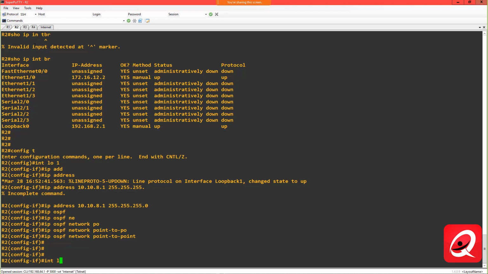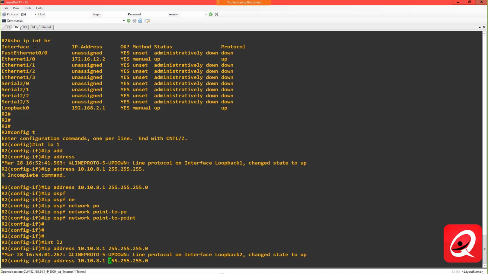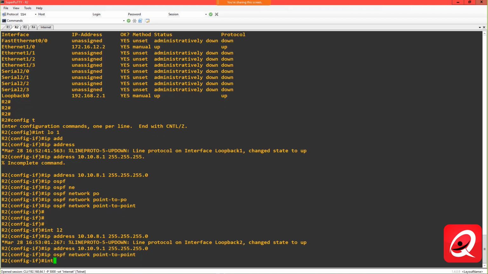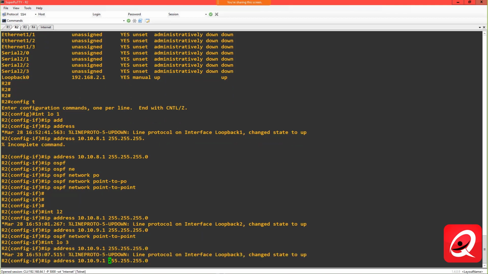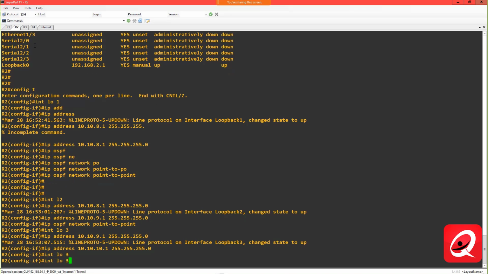Interface loopback 2. And let's go ahead and make this 10.10.9.1. Same thing, point-to-point. Interface loopback 3, we'll make this 10.10.10.1. And point-to-point on that one as well.